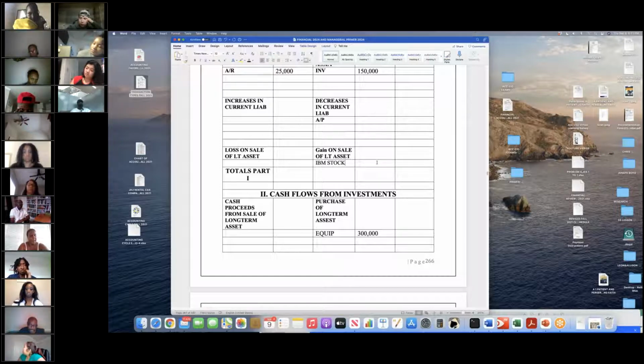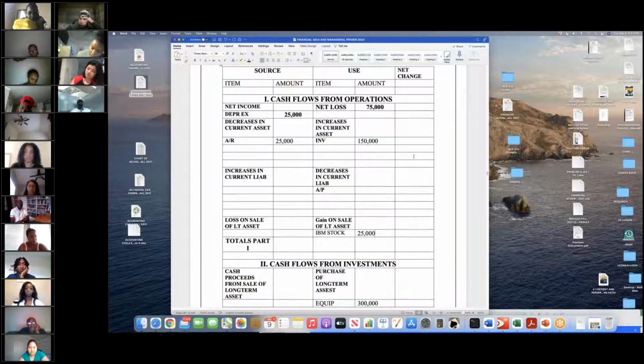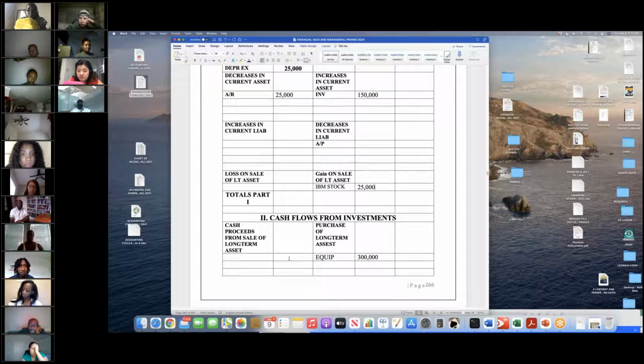And we're going to put that 25,000 here. So this negates the fact that it's up in operations, because the net loss should have been 100,000. But when we put this over here, it gets it to 100,000. So if you have a gain on a long-term asset, it goes in the use part because we're trying to knock it out. If you had a loss, it goes in the source part. We're getting that element out so it can come down here.